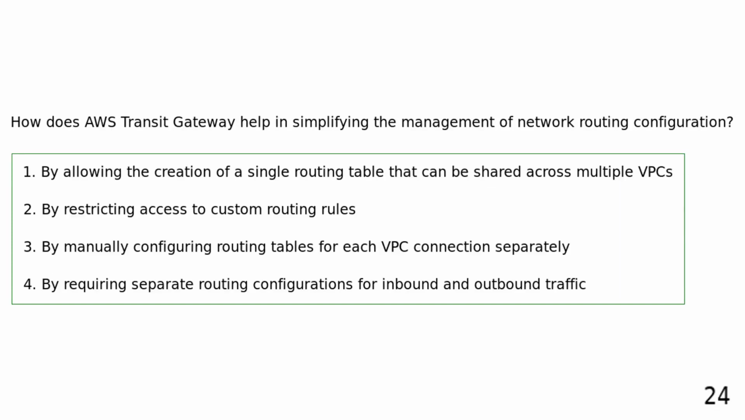How does AWS Transit Gateway help in simplifying the management of network routing configuration? By allowing the creation of a single routing table that can be shared across multiple VPCs. By restricting access to custom routing rules. By manually configuring routing tables for each VPC connection separately. By requiring separate routing configurations for inbound and outbound traffic.